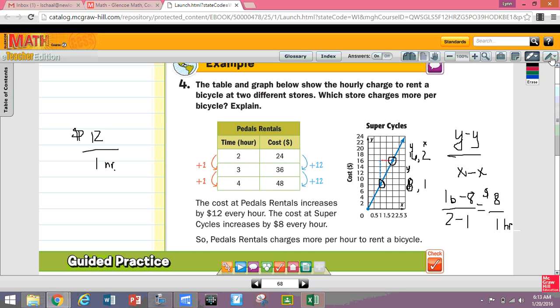So the question is which store charges more per bicycle, and explain. This would be your answer. The cost at Pedal Rentals increases at $12 for every hour. The cost at Supercycle increases at $8 in every hour. So Pedal Rentals charges more per hour to rent a bicycle. That would be your answer. And yes, you need to write that all out because of that explain. If it says explain, you need to explain.